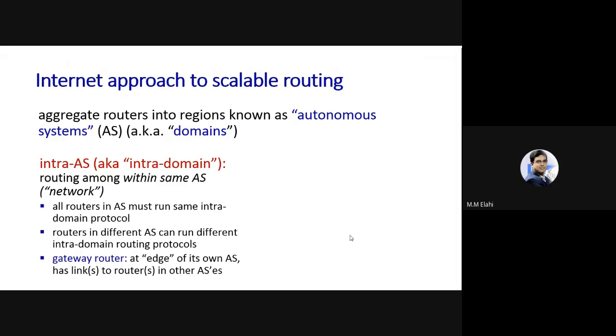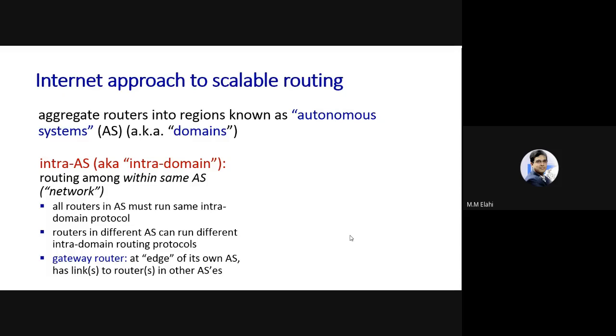One is intra-autonomous system. What is intra? All routers within an organization will use the same routing algorithm. That is intra-autonomous system routing. You have implemented RIP in the lab. There is another example, OSPF, in the case of link state routing. But these are all intra-autonomous system routing.